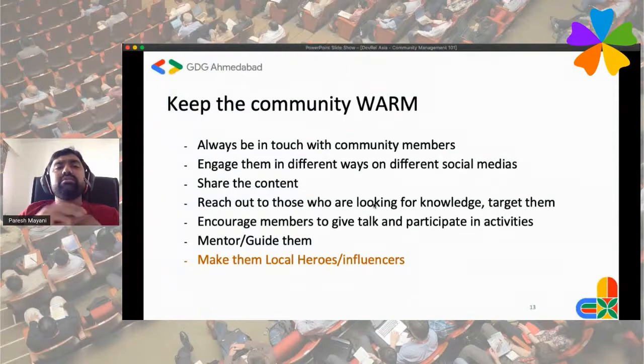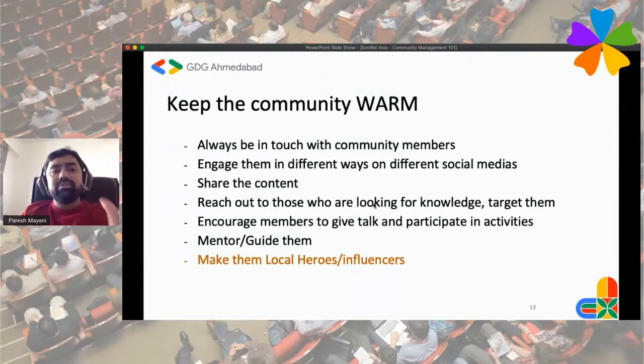And they hesitate to prepare a talk and go in front of the public. So what you should do as a community manager is mentor them, guide them, help them in preparing the presentation, help them in polishing their content and making sure that their content fits well with the event agenda, right? So mentor, guide community members, enable them, empower them, and make them your local heroes and influencers.